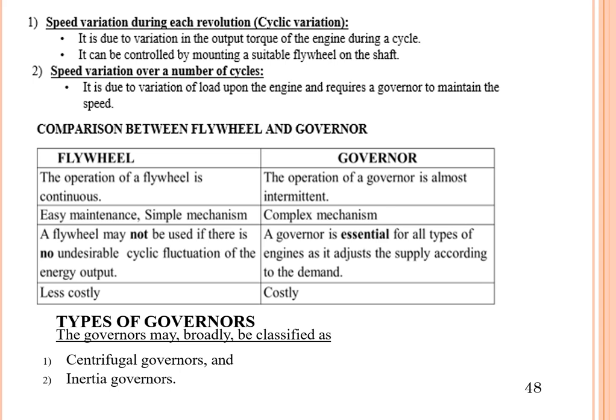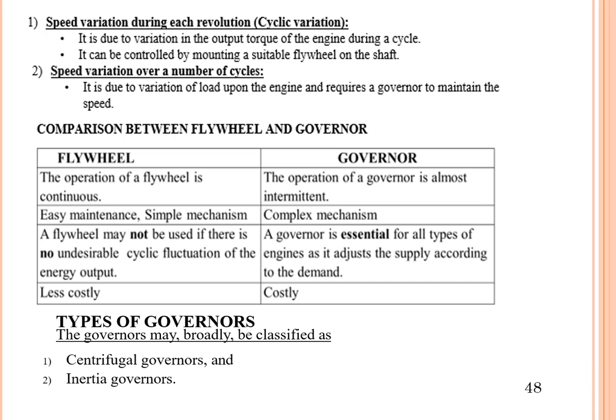Speed variation during each revolution is due to the variation in the output torque of the engine during the cycle. It can be controlled by mounting a suitable flywheel on the shaft. Speed variation over a number of cycles: the variation of load upon the engine is one part and requires a governor to maintain the speed.